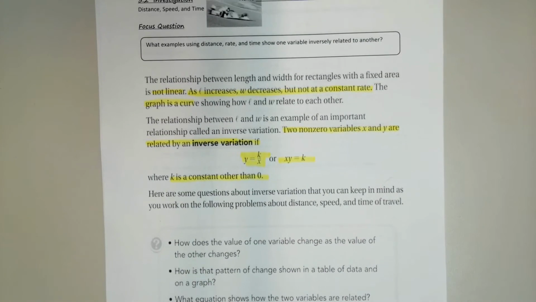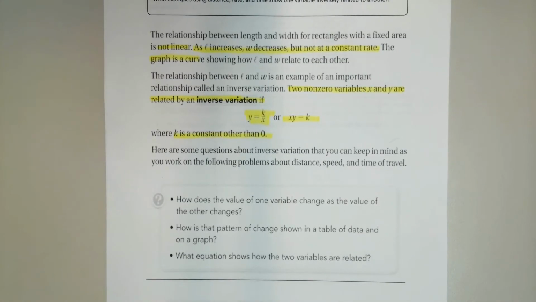So here are some questions. How does the value of one variable change the value of the other? How is that pattern of change shown in the table of data and a graph? And what equation shows the two variables are related?